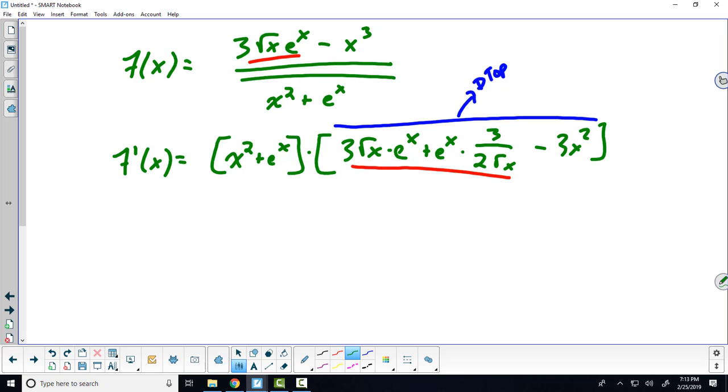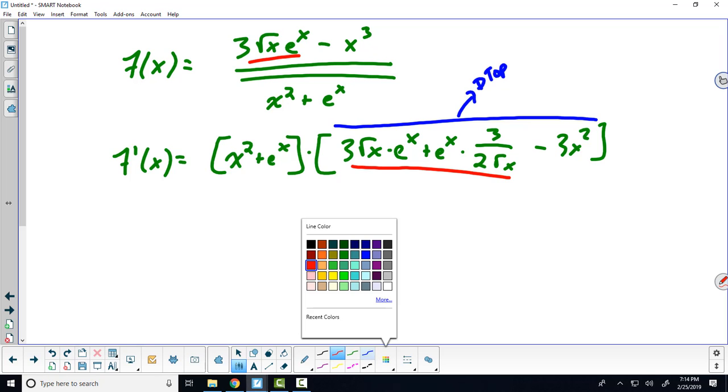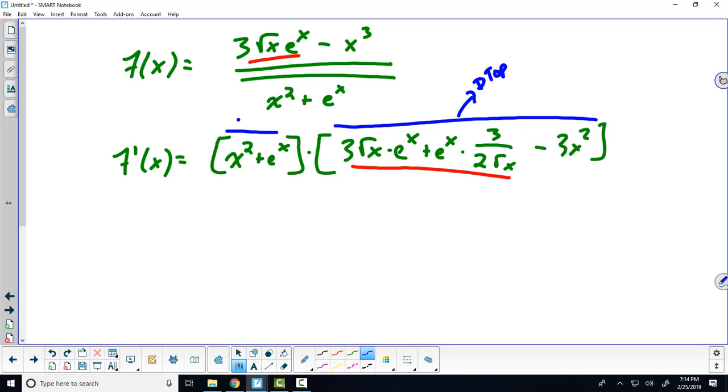Any questions so far? Yeah, Kevin. Why is it only e to the x? The second derivative, shouldn't it be e to the x minus 3x squared? Oh, so I haven't taken the derivative of the bottom yet. All I've done so far is this is the bottom times the derivative of the top. I haven't done minus the top times the derivative of the bottom.